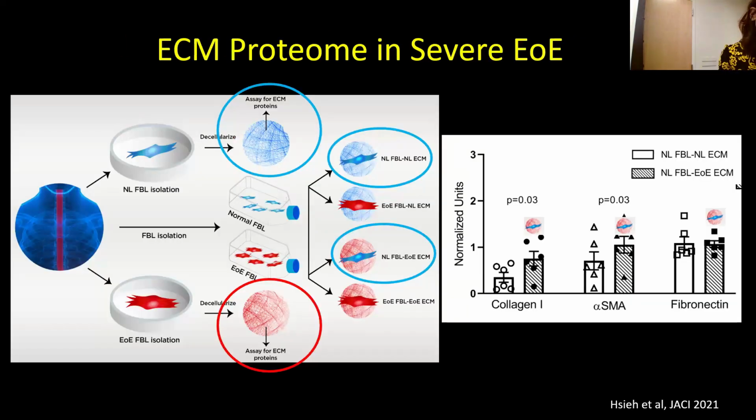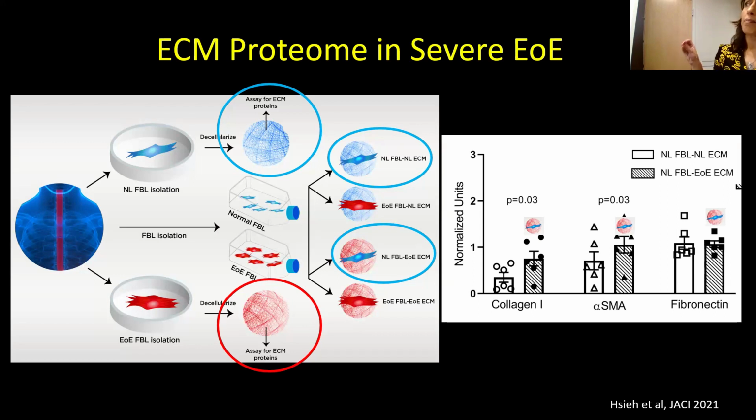And if we use an ICAM blocking antibody, those eosinophil clusters fall apart. If we block the light receptors or take them away, it goes away. So the other thing we were curious about is the proteome in the extracellular matrix. We wanted to know if the fibroblasts from EOE patients were different from healthy fibroblasts in terms of what they were secreting into the matrix.